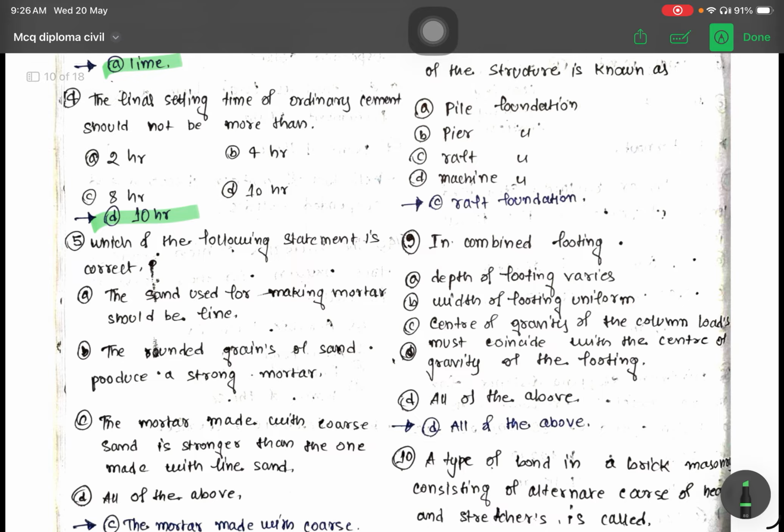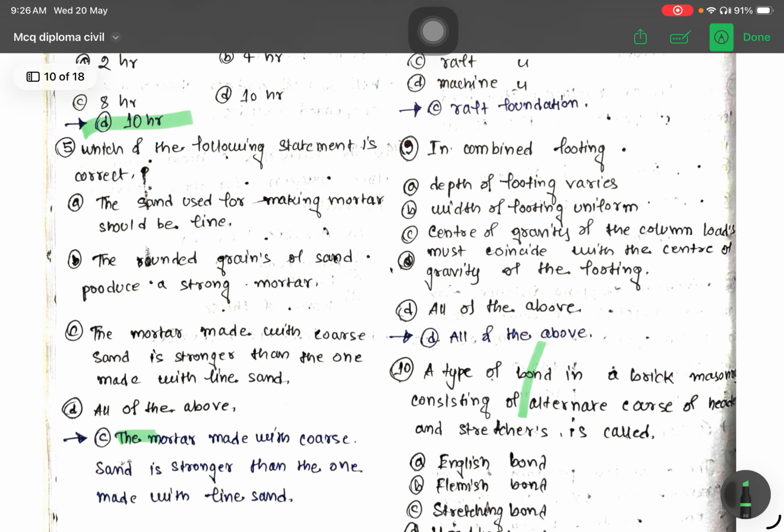Which of the following statements is correct? The sand used for making mortar should be fine. The required grain size of the sand produces a strong mortar. The mortar made with coarse sand is stronger than the one made with fine sand.